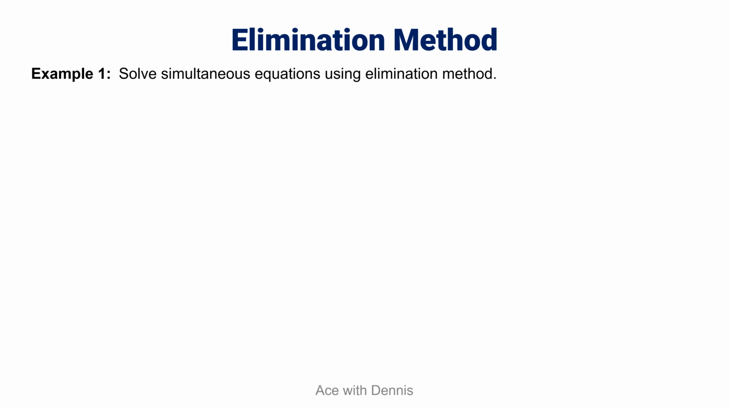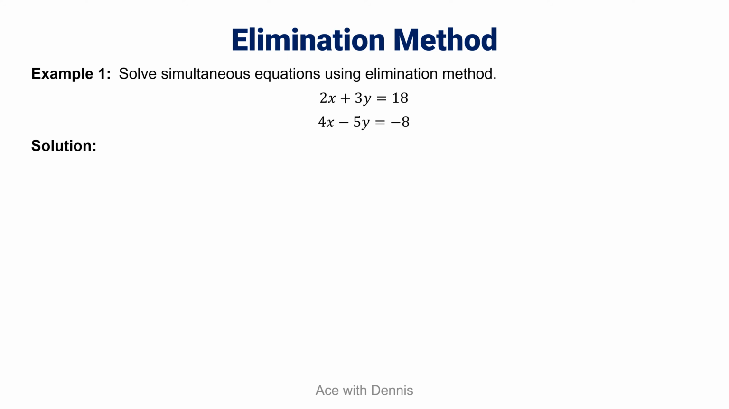Okay, now let's discuss the third method to solve simultaneous equations. The third method is called the elimination method. We'll use the same example here, example 1: solve simultaneous equations using the elimination method. First equation: 2x plus 3y equals 18. Second equation: 4x minus 5y equals negative 8.